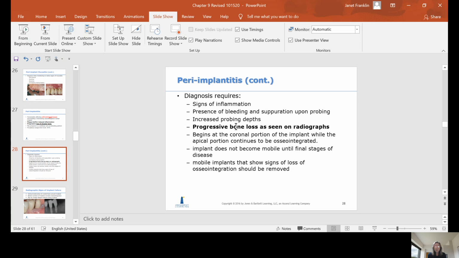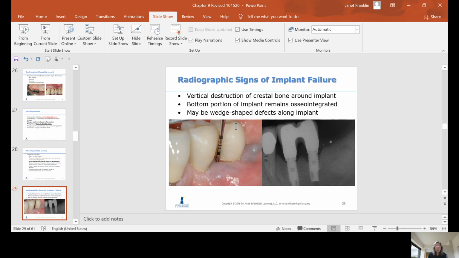It begins at the coronal portion of the implant while the apical portion continues to be osseointegrated. The implant does not become mobile until final stages of disease. So if you have a mobile implant, you have a failed implant. Vertical destruction of the crestal bone around the implant can happen as well. The bottom portion of the implant can remain osseointegrated and may be wedge-shaped defects or vertical defects.